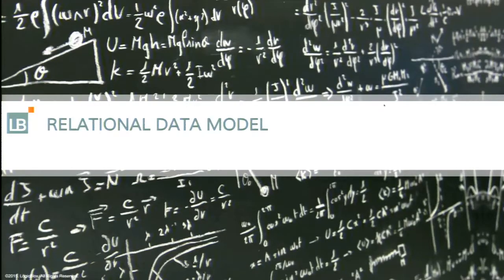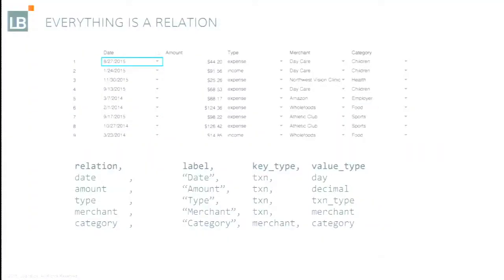All right, let's start with the data model. Everything in LogicBlox is a relation. In fact, everything is a parametric relation, but I'm going to need to explain a couple things before we get to that. For this first view here, we have this table effectively, and we model them as 5 relations where I have date, and date has a label that's shown here, and it has a key type, which is transaction. That's a user-defined type. You can think about a user-defined type as effectively a single column relation. Okay? And I have a value type day, which is built in, and I have amount. That's also transaction, and the value type is decimal, which is also built in.